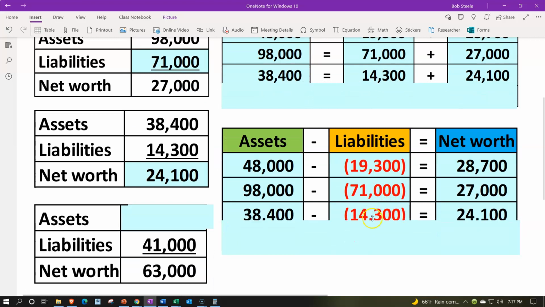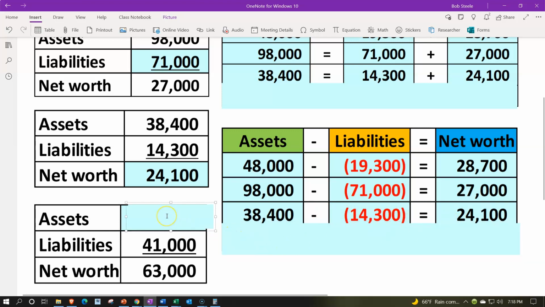If we saw the accounting equation this way, assets minus liabilities equals net worth, with the unknown being the net worth, that's a straightforward calculation again. The X would be over here. So we'd have the 38,400 minus the 14.3 equals X, which we could simply solve for.